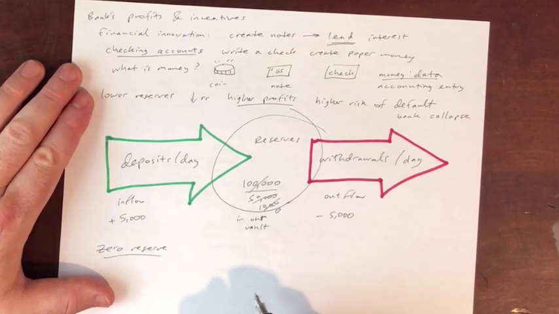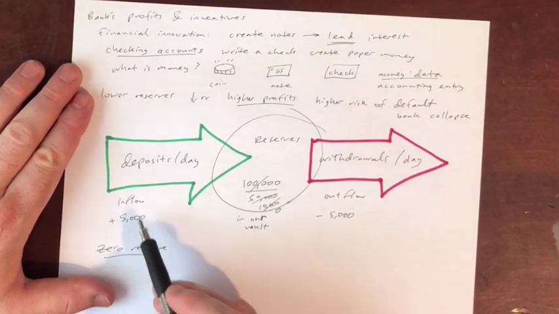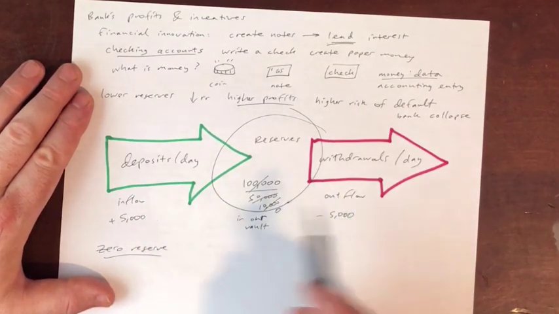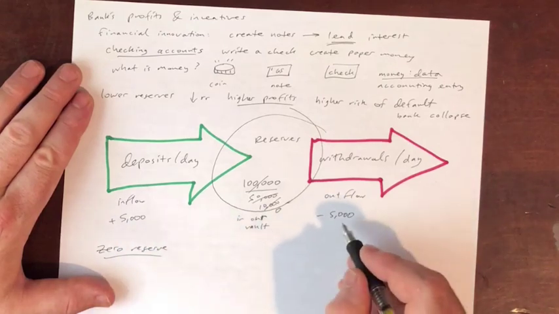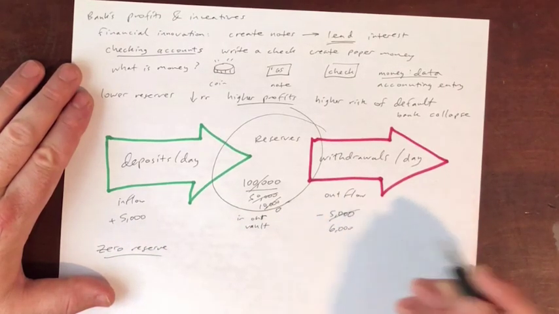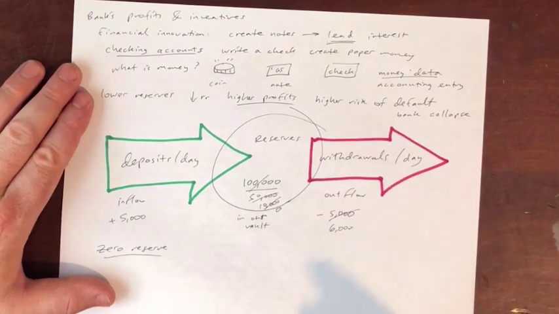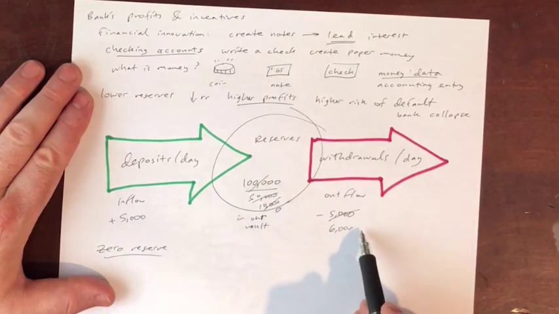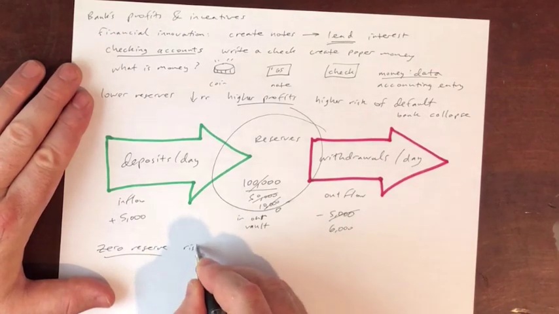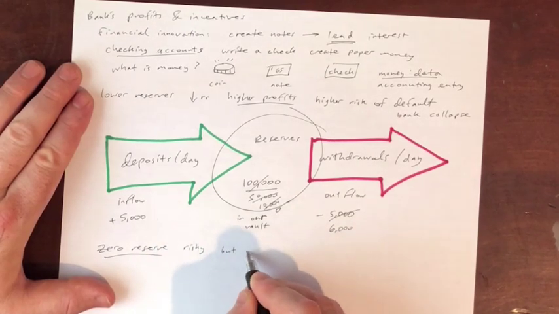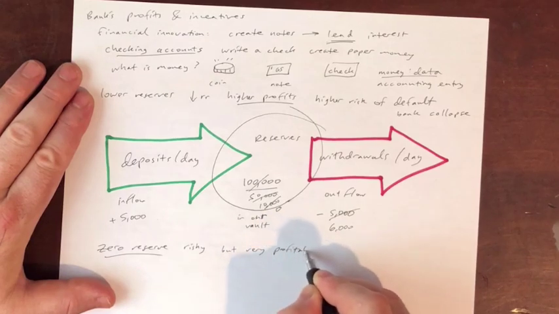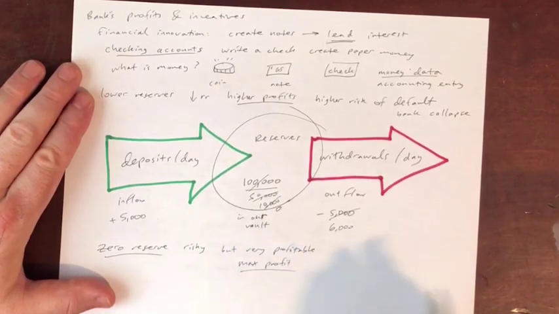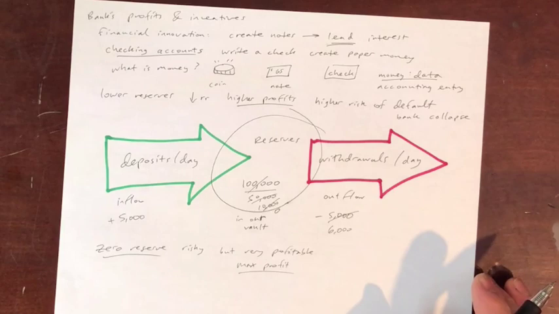Now, it's pretty risky, because you're trusting that on any given day the deposits and the withdrawals are roughly equal. If you have zero reserve and for some reason you have 6,000 in withdrawals, you wouldn't be able to cover that. You're trusting that each deposit goes out in a withdrawal. So zero reserve is highly risky, but very profitable. In fact, we will have maximized the profit on a zero reserve system for banks.